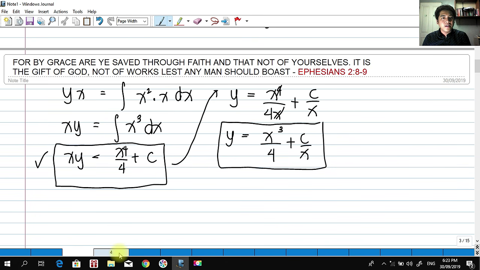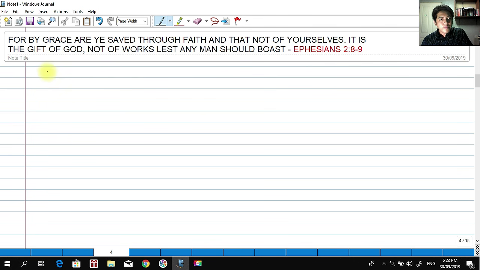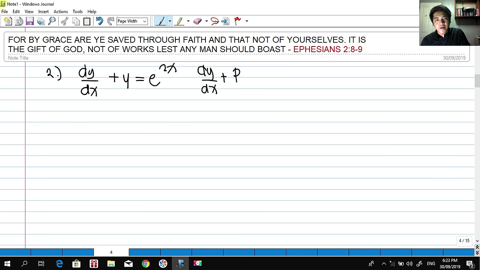Okay? So, let's try another problem. For our problem number 2, we have dy over dx plus y is equal to e raised to 2x. Okay. So, now this is an easy problem. Why? Because the given DE is already in the form of dy over dx plus p of x multiplied by y is equal to q of x.